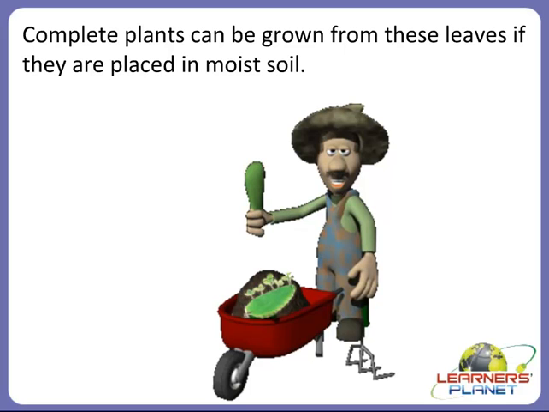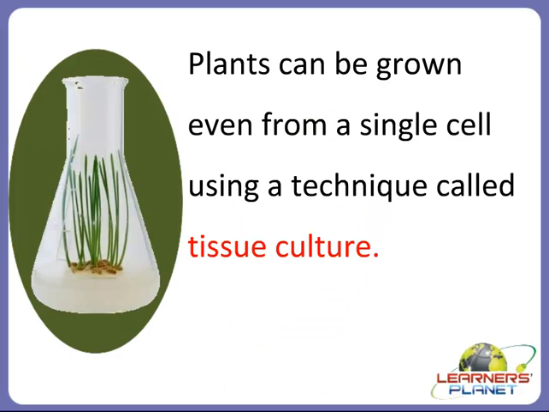So we saw all the parts of the plant from which new plants can grow, that is roots, stems and leaves. Now there is one more method by which we can grow plants, and this method is termed tissue culture, right? What is meant by tissue culture, children? Yes, plants can be grown even from a single cell using a technique called tissue culture, right?